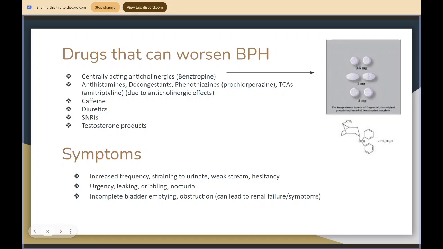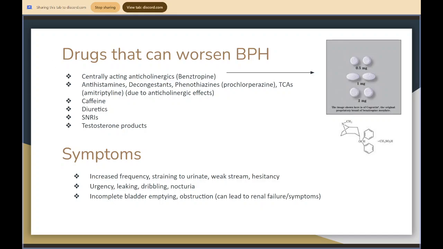Now, drugs that can worsen BPH, benign prostatic hypertrophy. On the right side, the picture is of a centrally acting anticholinergic, benztropine. In addition, testosterone products, SNRIs, diuretics, caffeine, as well as antihistamines, decongestants, phenothiazines such as prochlorperazine, and then tricyclics due to their anticholinergic effects. One of those is going to be amitriptyline.